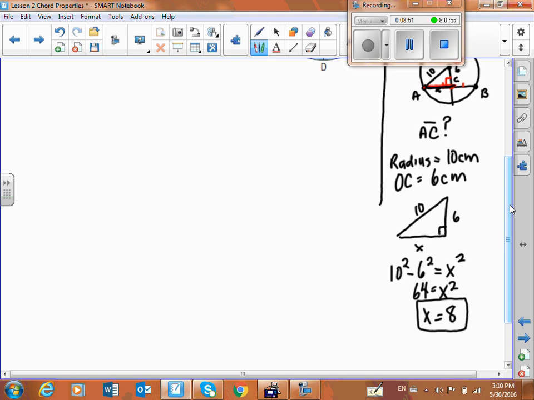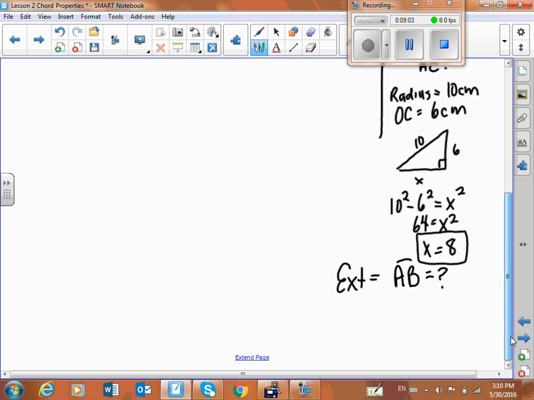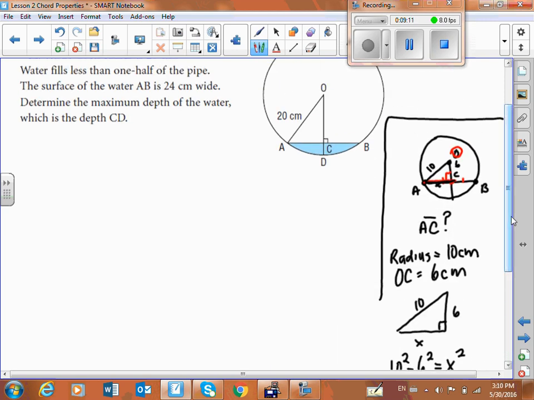Now, an extension question would be, how long is line segment AB? Okay, we can check this one step further. How long is line segment AB? Well, we know that AB has to be 16. Okay, why does it have to be 16? Well, if this is 8, then these two things are bisected. This is 8, so 8 plus 8 would be 16 units.